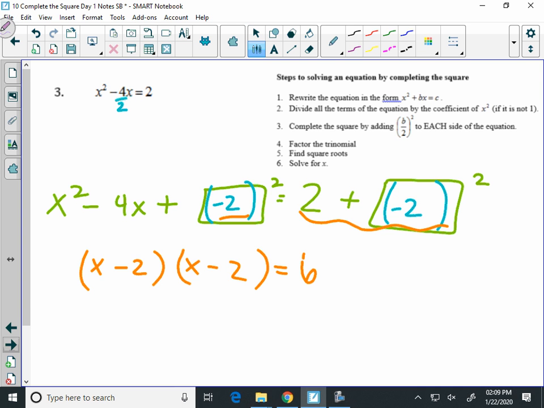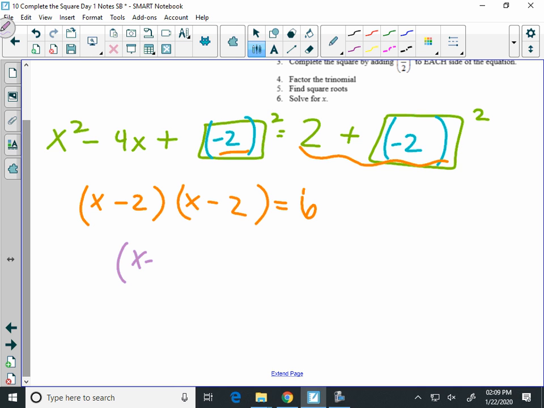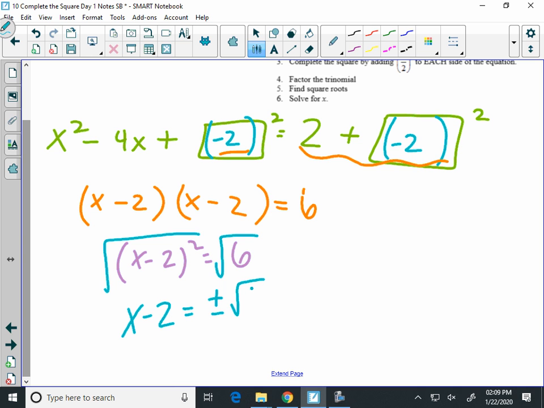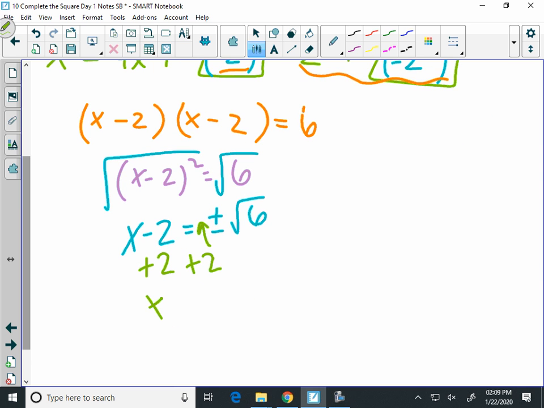How can we write x minus 2 times x minus 2? Good. Now that we condensed it down, what do we need to do to both sides? So that breaks the x minus 2 free. We took the square root, so what sign do we need? Can we simplify square root of 6? Nope. So then to get x by itself, what do we do with 2? You add it. And where's it going to go? Yep, right there. So we should get x equals 2 plus or minus radical 6.